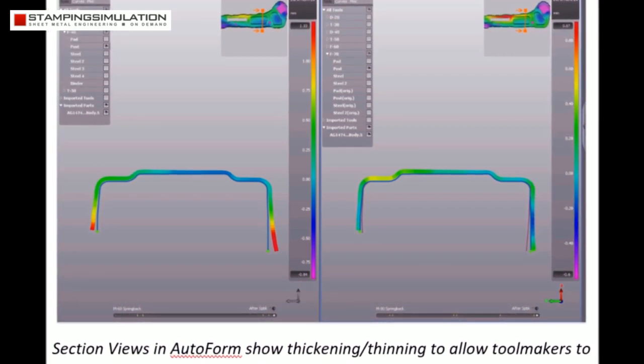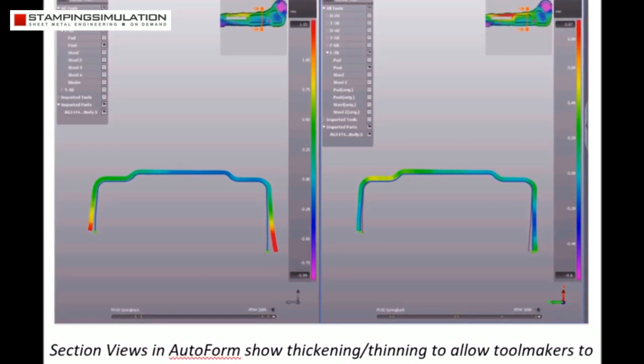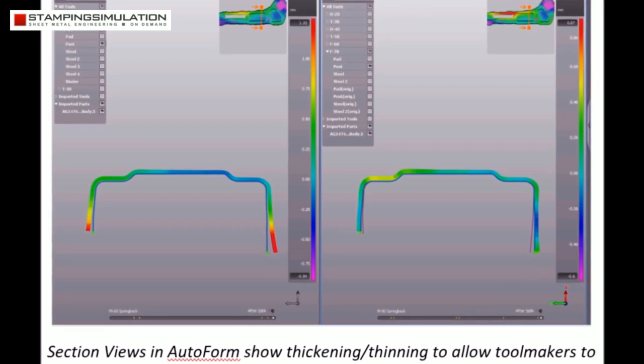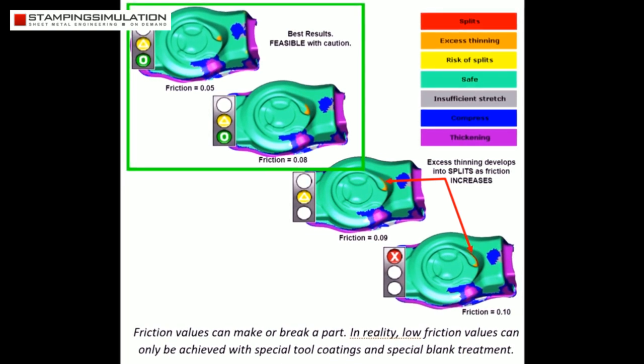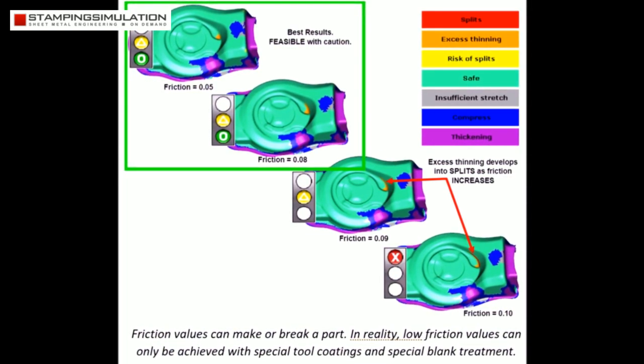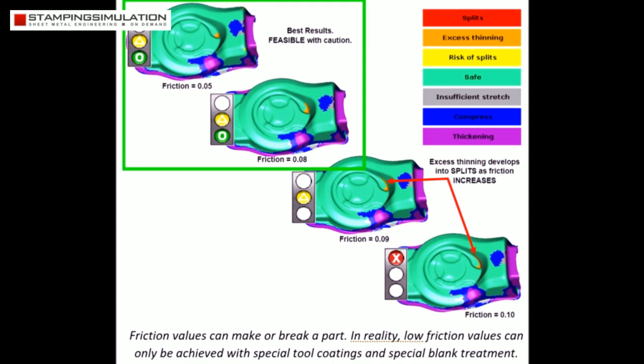For very high-strength materials, such as stainless steel, clearances may need to be as much as 30% of material thickness. 5. Lubrication of tooling surfaces. Simulation factors in the exact friction values of all tooling faces.